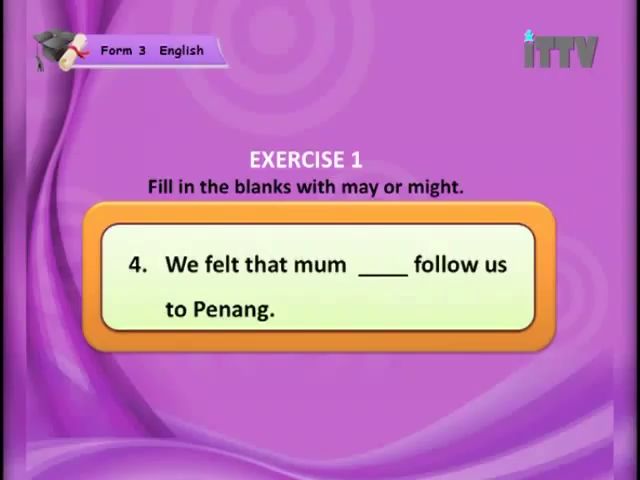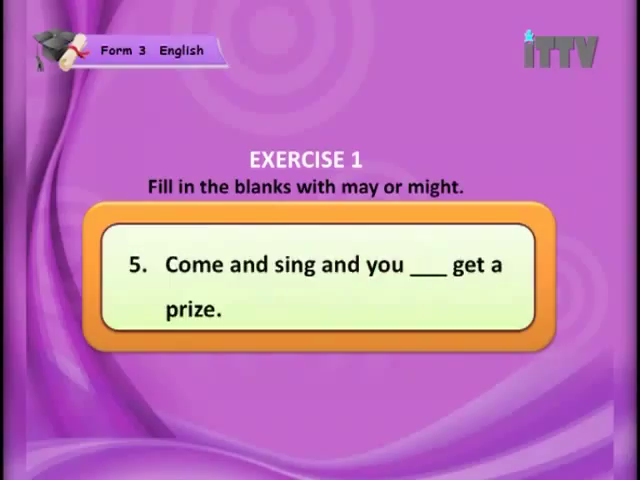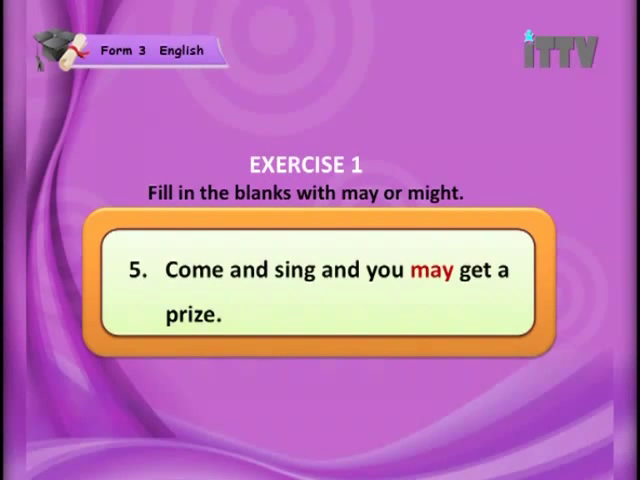Number 4: We felt that Mum dash follow us to Penang. Answer: We felt that Mum might follow us to Penang. Next, number 5: Come and sing and you dash get a prize. Answer: Come and sing and you may get a prize.